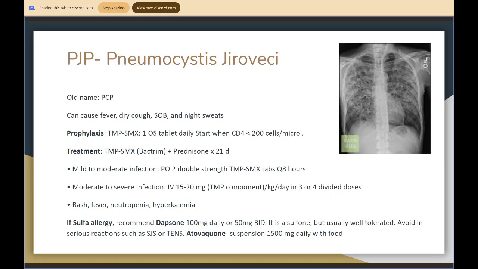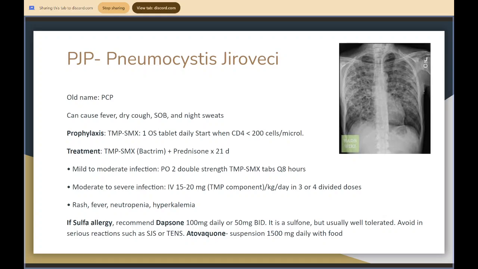And for moderate to severe, we can do IV, and we do the trimethoprim component of 15 to 20 mg per kg per day in 3 or 4 divided doses. Some adverse effects or side effects are going to be rash, fever, neutropenia, and hyperkalemia.